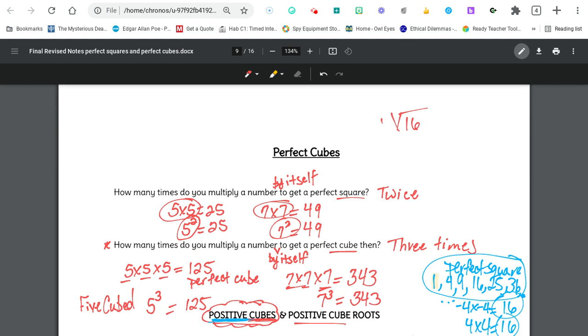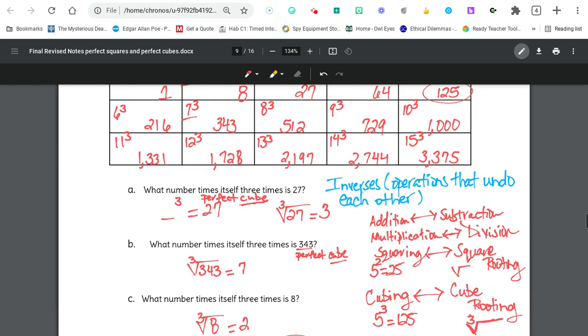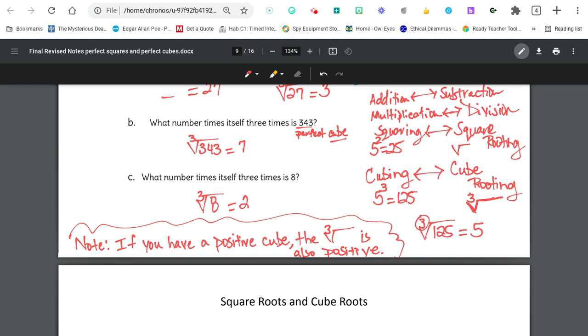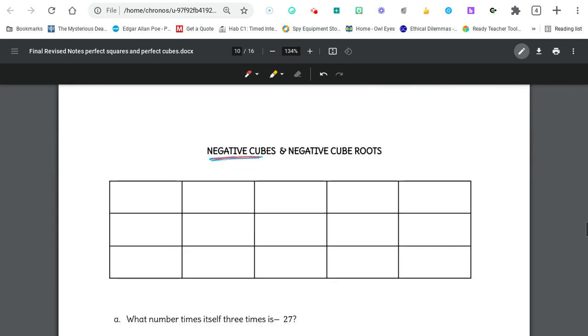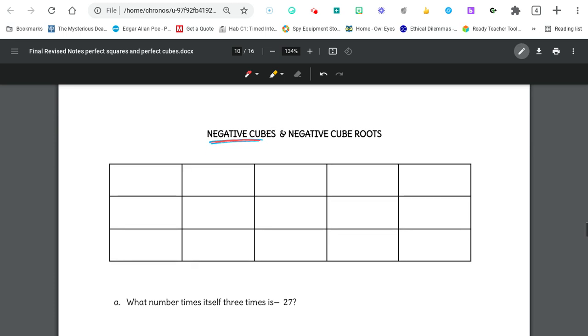If you take the square root of 16, the answer can be positive or negative, guys, okay? So square roots can be both positive and negative. But the cube root of a positive cube is also positive. It's not positive or negative. So we won't be using plus or minus in front of these cube roots, okay? Just a little note. All right, now we're going to talk about negative cubes and their cube roots.